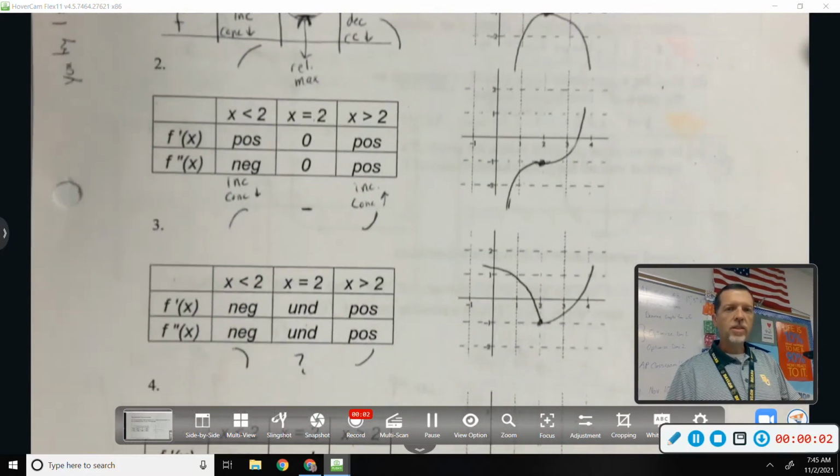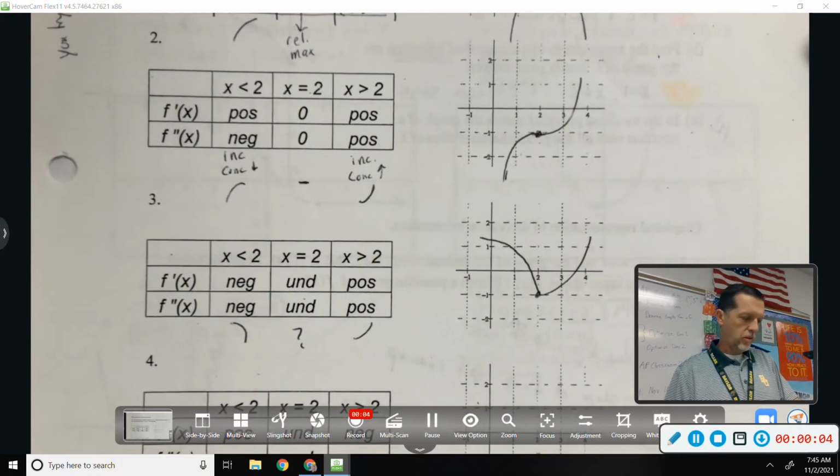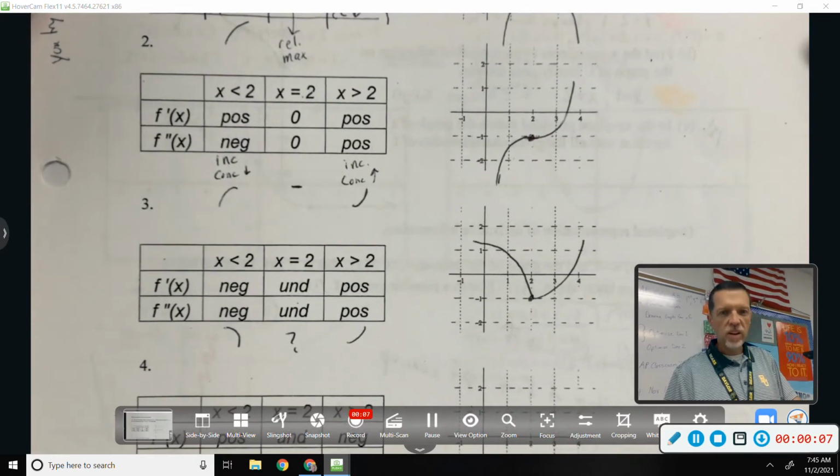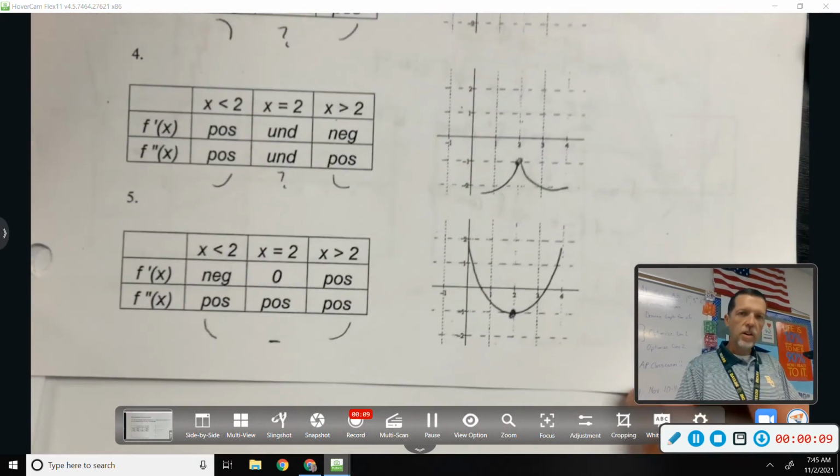So here's the rest of that worksheet. There's 2 and 3. Press pause if you need to study them more carefully. There's 4 and 5.